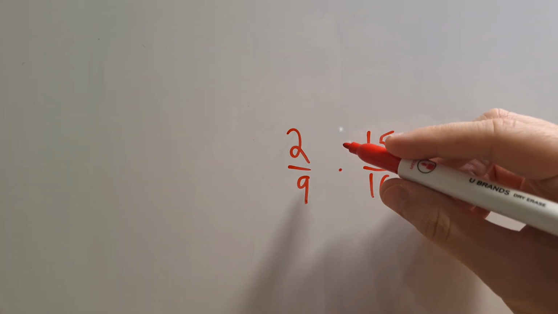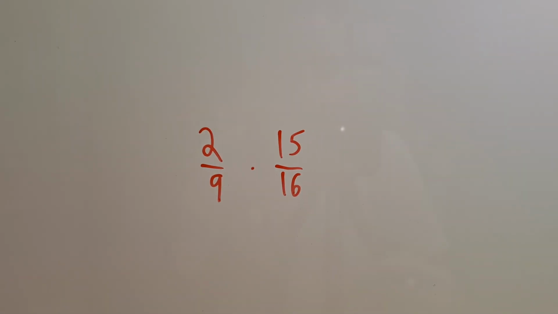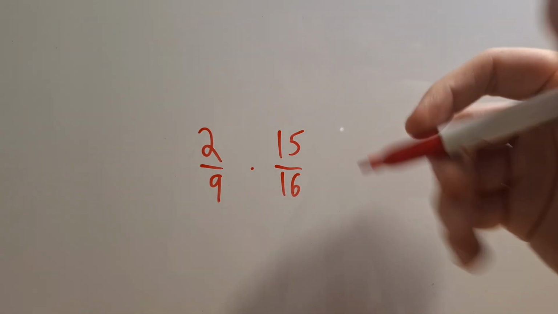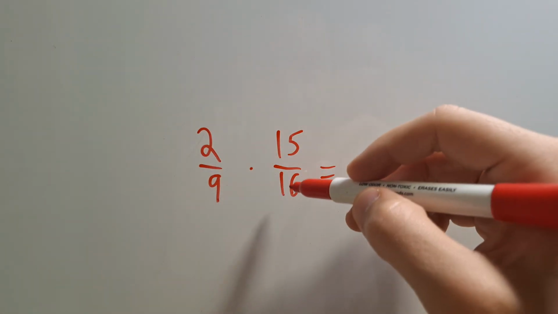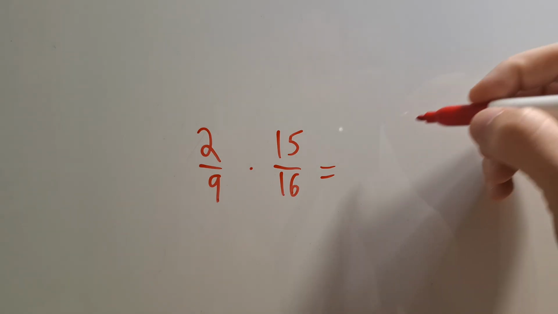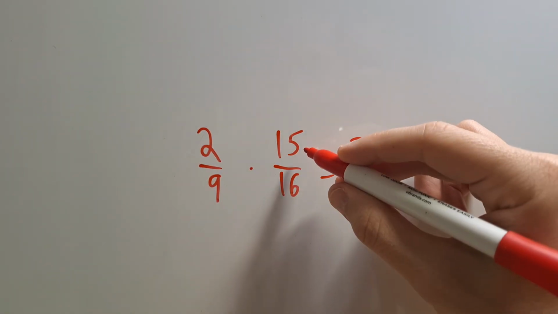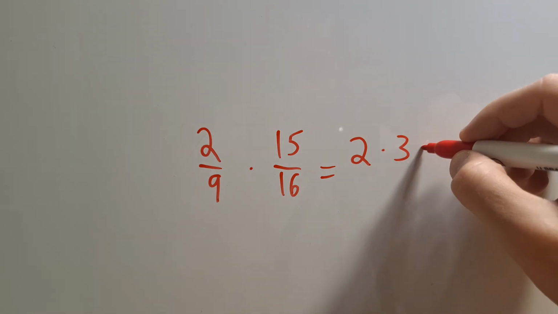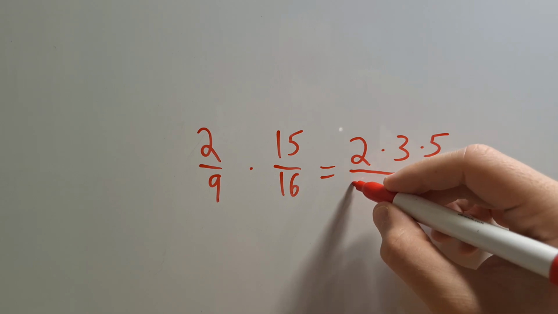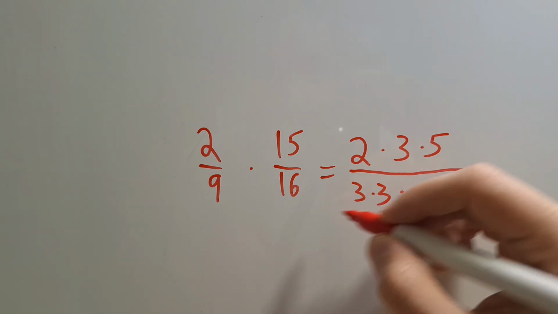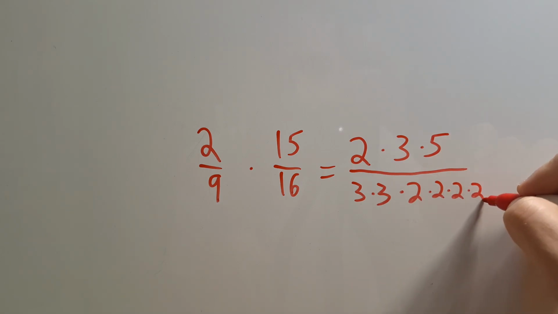15/16. Now I could multiply these two numbers together, but the products would be a little bit more difficult to simplify in the end. So instead, what if we just write out the prime factors of these four numbers and then simplify where we can? So for 2, that would just be 2 because this number is prime. 15 will be 3 times 5. 9 is 3 times 3. And then 16 is 2 written out 4 times.